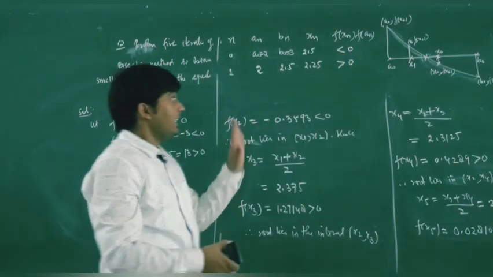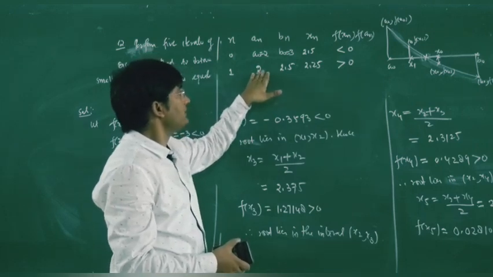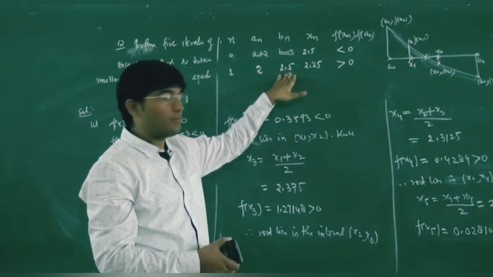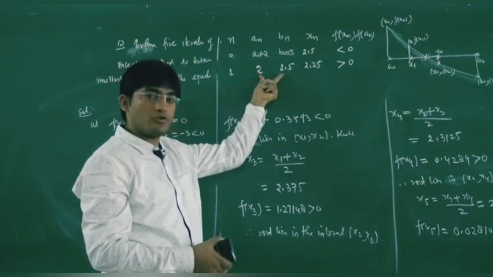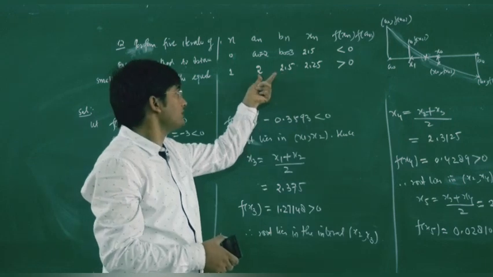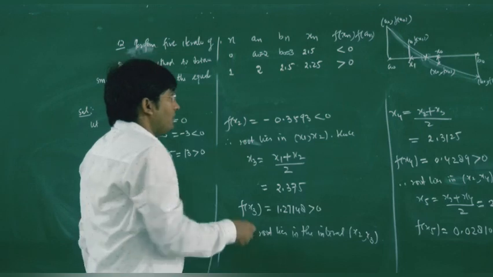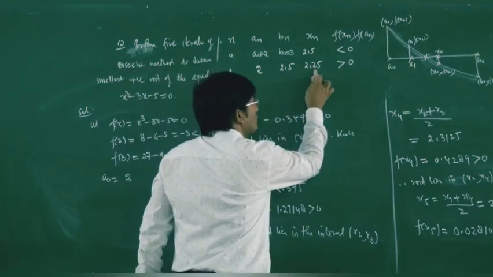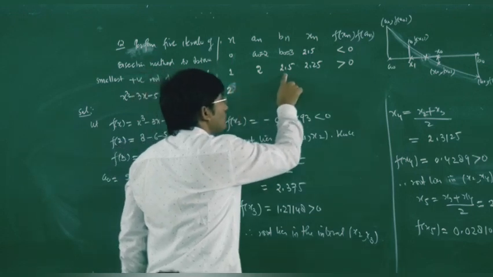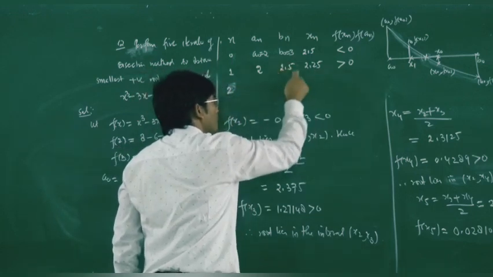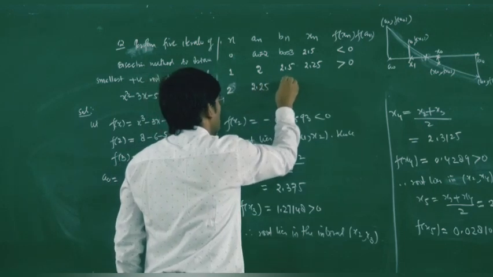So we have positive. That means now our root will not lie between 2 and 2.5, because the product of the value of the function at 2 and at 2.5 gives the positive sign. So now our root will lie between 2.5 and 2.25. So this is fixed. Let us replace the 2 by 2.25, and here we have 2.5.